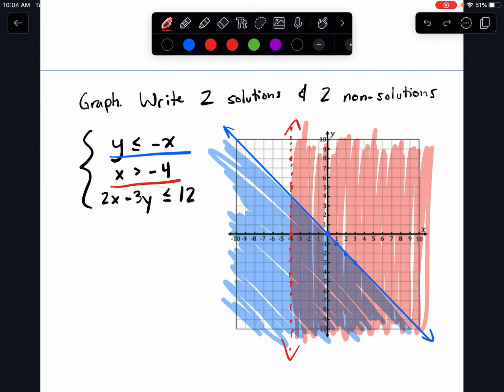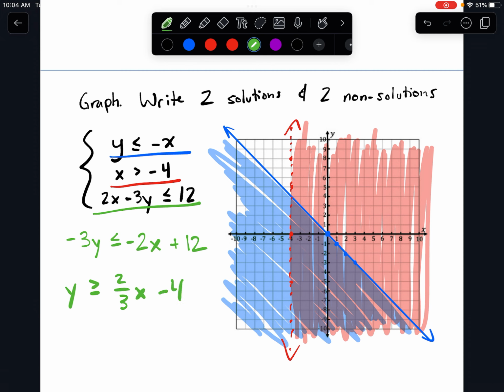Then we're going to go ahead and graph the last one. All right, the last one let's do in green. And the green one, we first have to get this in the slope-intercept form. So I'm going to subtract 2x on both sides. That gives me -3y less than or equal to -2x plus 12. When we divide everything by -3, that gives me y is greater than or equal to, right? We divide by a negative. -2 divided by -3 is 2/3. And 12 divided by -3 is -4.